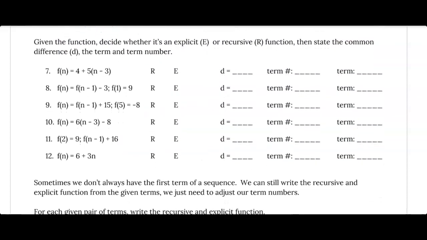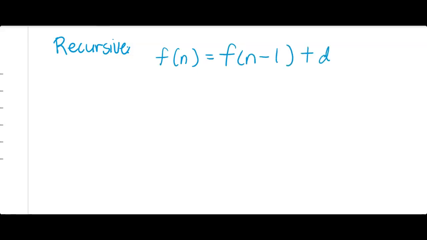Jumping on down to this section, we're just going to compare recursive and explicit functions. We've been talking about these two pieces for the last couple of days. So I'm going to come over to the side and we're going to write just a general form. For an arithmetic sequence, our recursive function will always be f of n is equal to f of n minus 1 plus our common difference, and we'll always give a starting term. We've usually given the first term, but you can give any term, and we're going to talk about that in just a second.